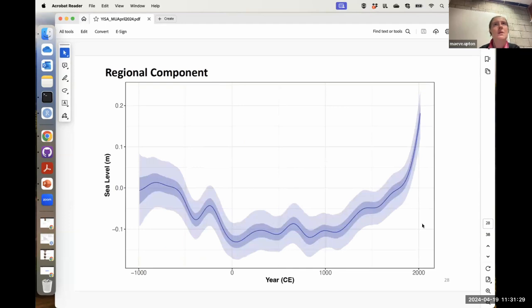So this regional component is telling us how, on average, sea level changes across the Atlantic coast of North America. And again, we're starting to see these dramatic increases in recent years. So we can look at what these wiggles mean: there were warming medieval periods, there were little ice ages, and these influences can be detected in a regional component.